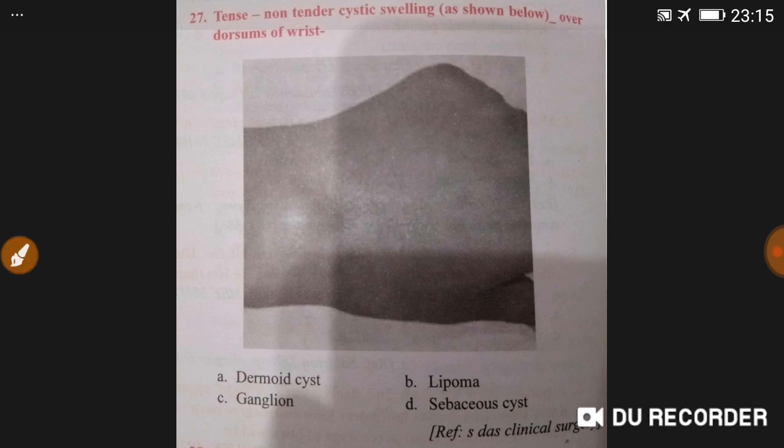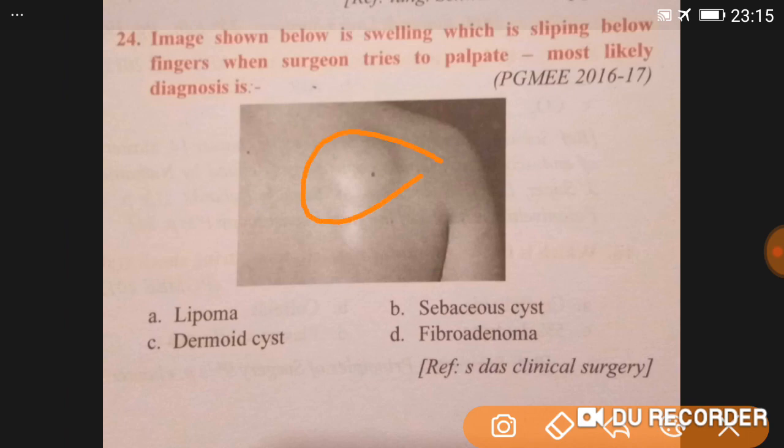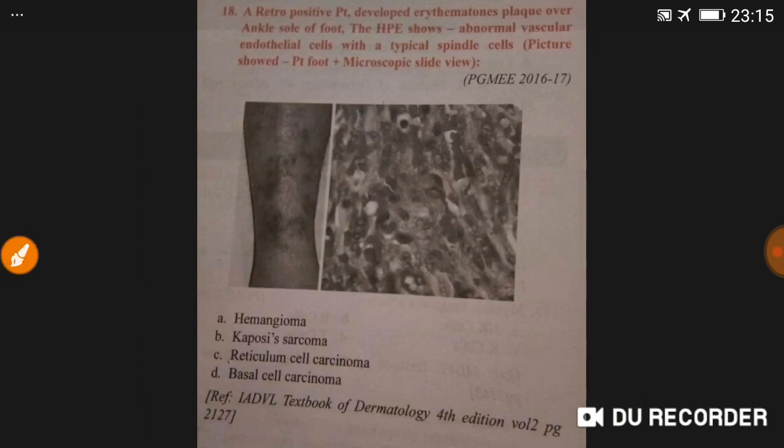Now, image shown below is a swelling which is slipping below the fingers. When surgeon tries to palpate, most likely diagnosis is lipoma. Now, a retropositive patient developed erythematous plaque over ankle sole of foot.